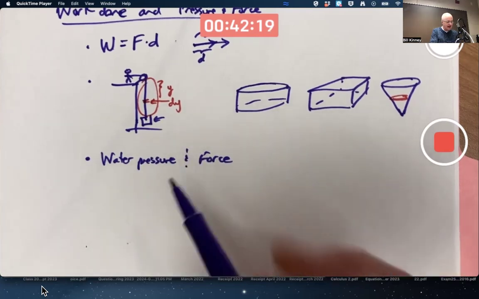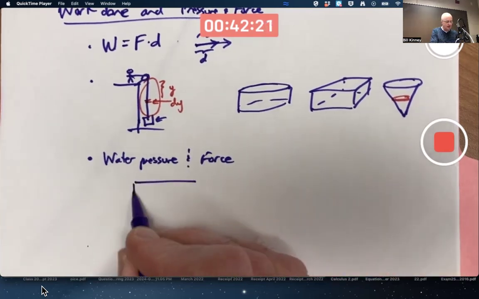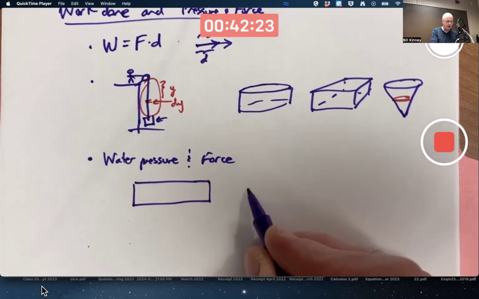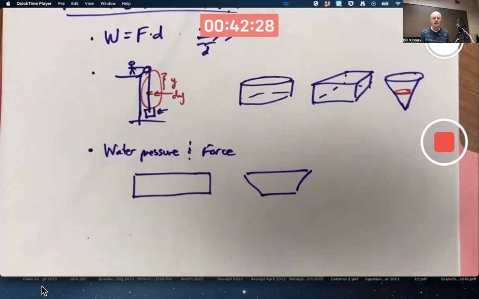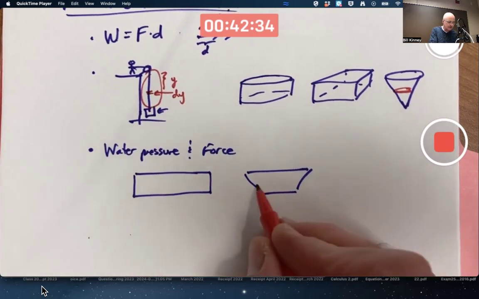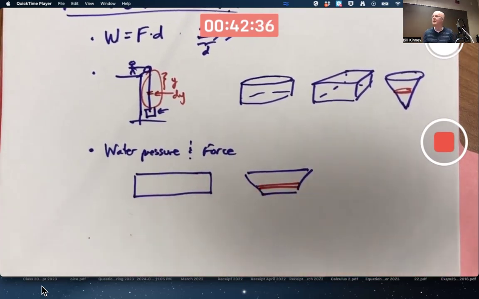More interesting for the sake of calculus is if you've got a dam like the Three Gorges Dam shaped like a rectangle, or maybe one shaped like this, and you want to figure out the total force due to water pressure along the side of the dam. You've got to break it up into thin slices at approximately constant depth. Figure out the total force on that thin slice, add up those forces to get the total force by integration.